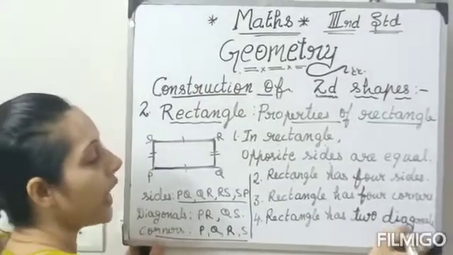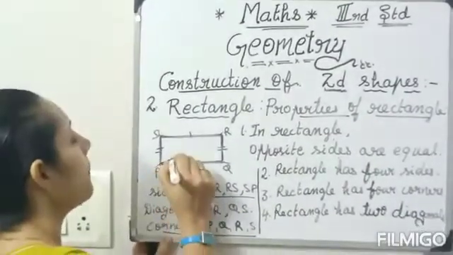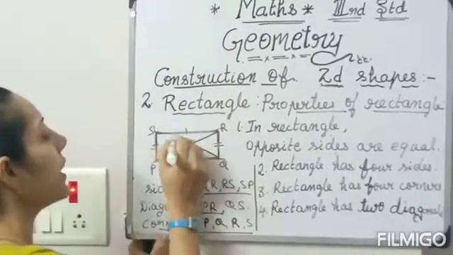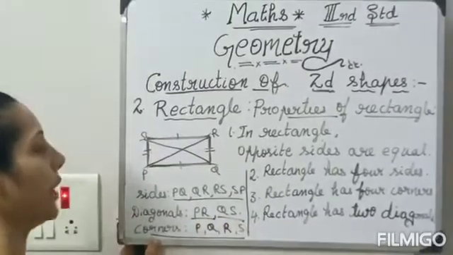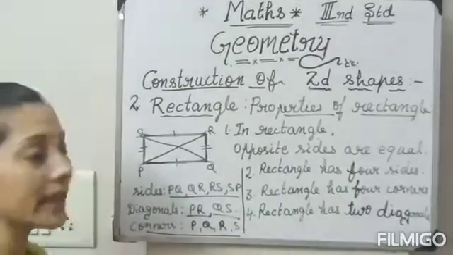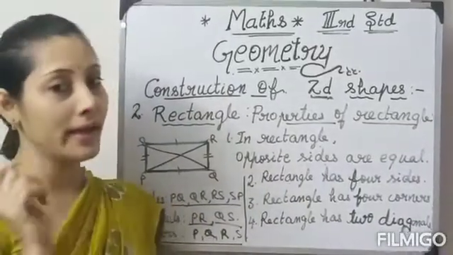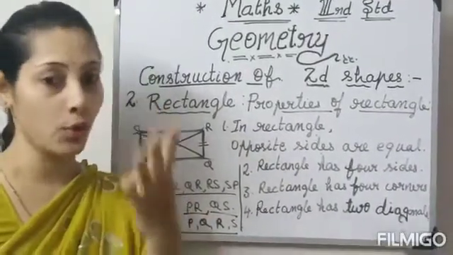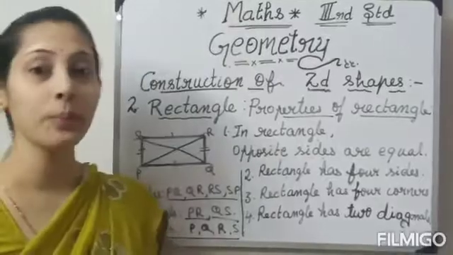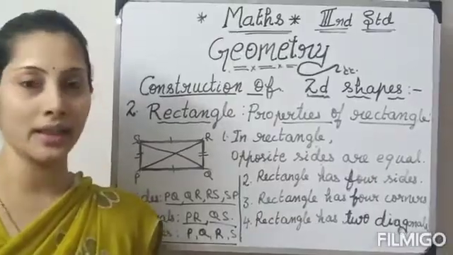A rectangle has 2 diagonals. Where are the diagonals? See, from P to R is a diagonal, PR. Q to S is a diagonal, QS. So these are our two diagonals. In a rectangle, we have to keep in mind that opposite sides are equal, and a rectangle also has four sides, four corners, two diagonals. Okay, it is clear, but you have to practice at home, then only you can learn very easily. Next we will go for a triangle.